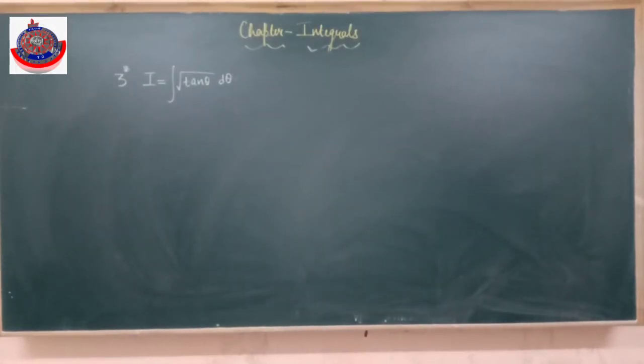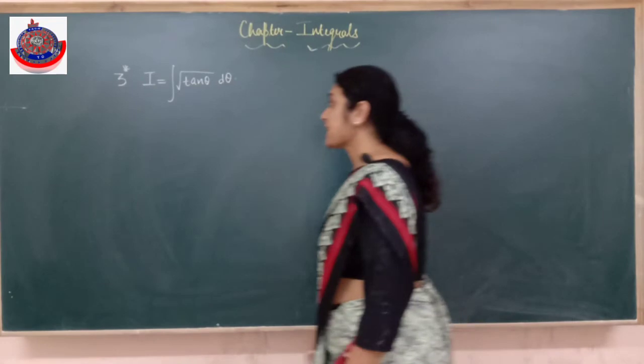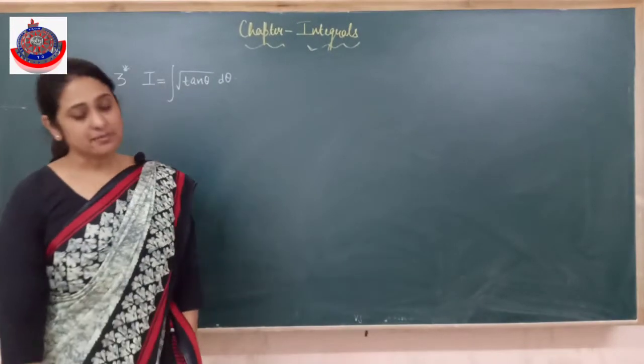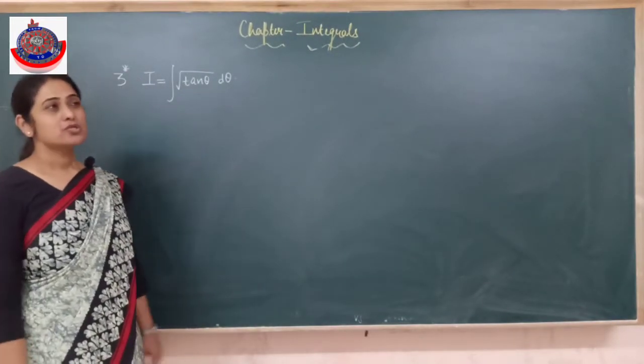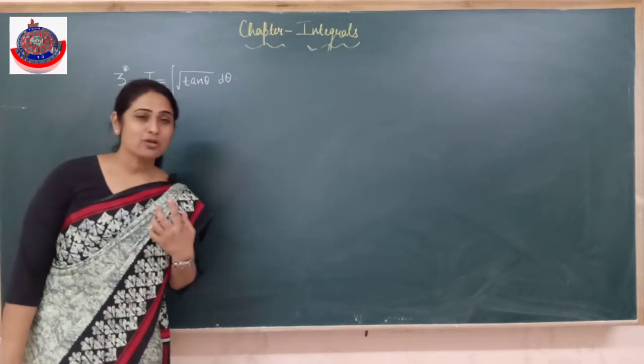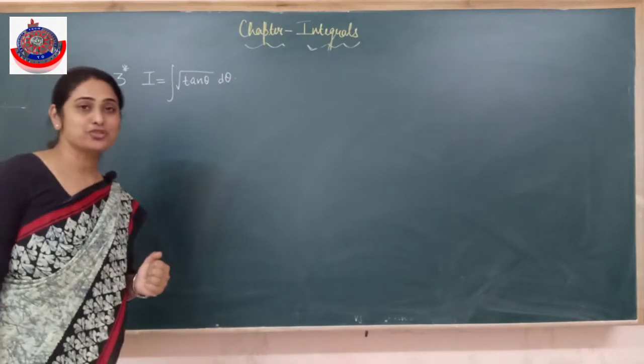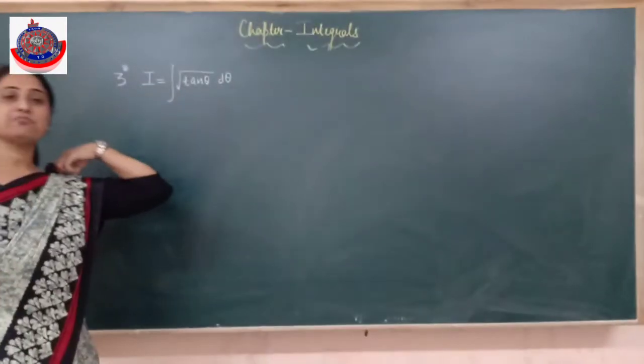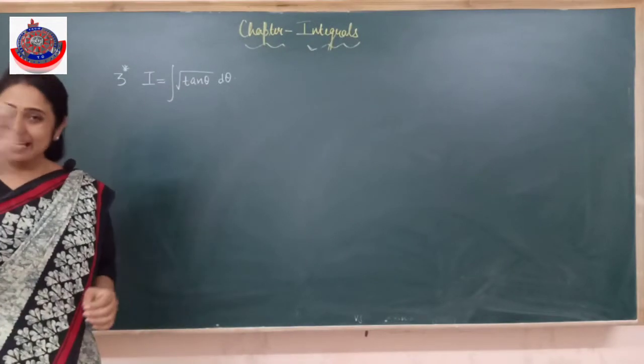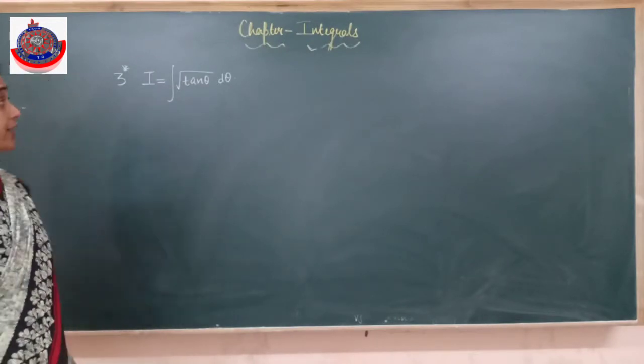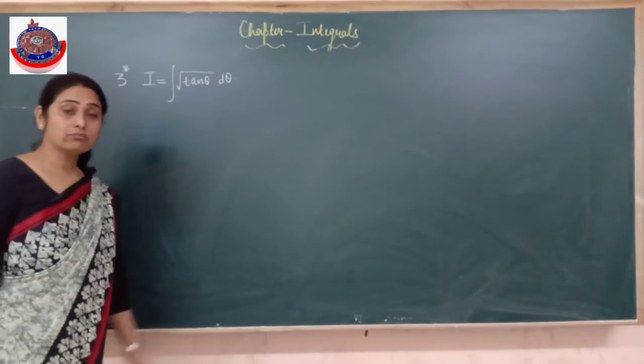Under the root tan theta. See, there are some different questions. Alright, so once you practice, then only next time you'll come to know what to do in such kind of question. So always put a star or put important or put different. So highlight such kind of questions. Alright, root tan theta, no form, nothing.